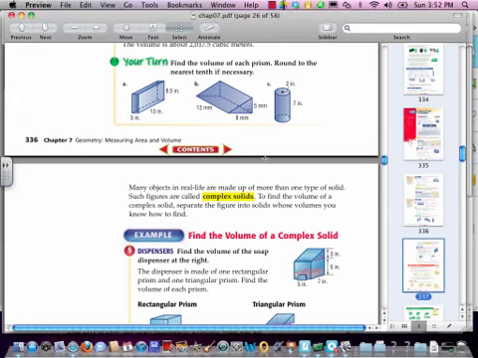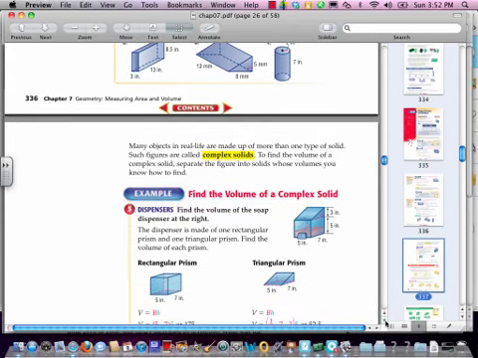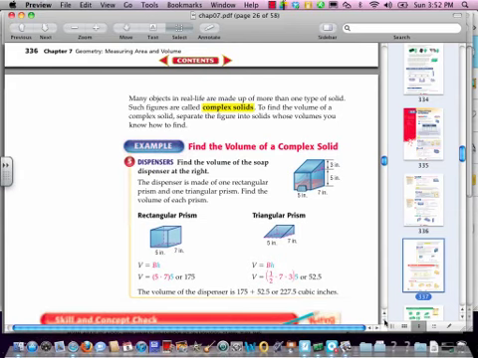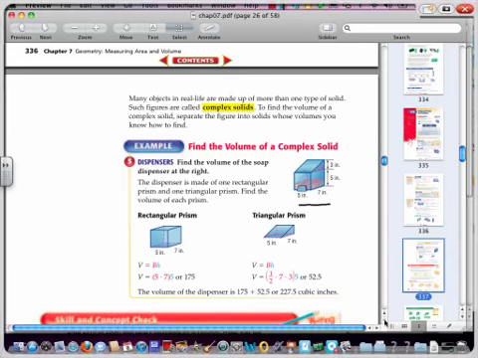A couple chapters back, we talked about complex figures, and the way to do that was to break them down into ones that we knew. Well, here we're going to talk about some complex solids. And once again, this is pretty normal. You're going to see objects that are not just one object. It's going to be maybe two objects or maybe more put together. So here's an example. This is a soap container like you would see in the bathroom. And it is created from two three-dimensional objects, two prisms, a rectangular prism and a triangular prism.